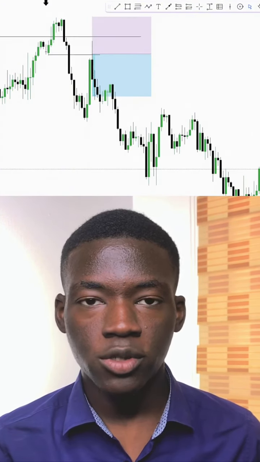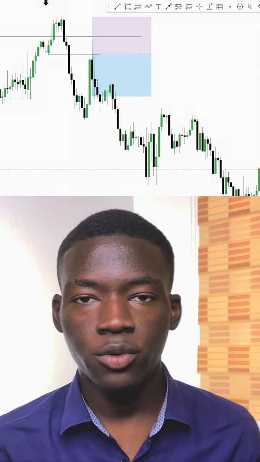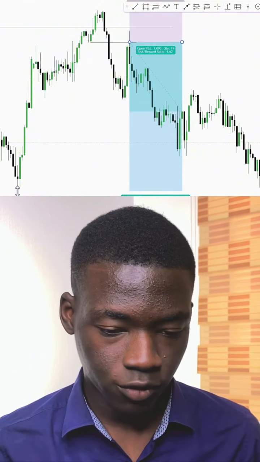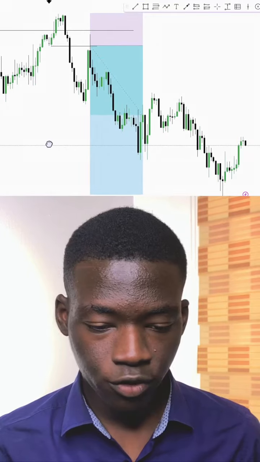For our take profit, we want to aim for an opposing draw on liquidity, places such as old lows, relative equal lows, or even the low of that daily range. So we targeted here, which is the low of the daily range, and an old low, for a 1:4.